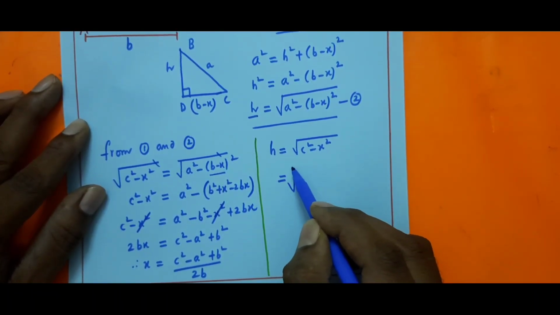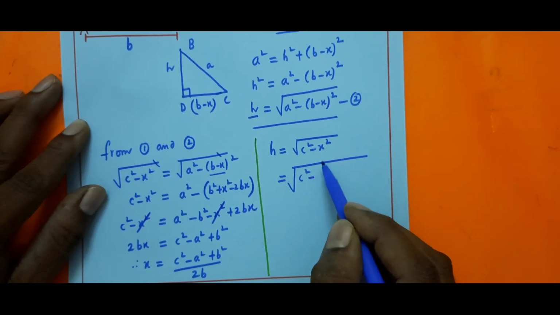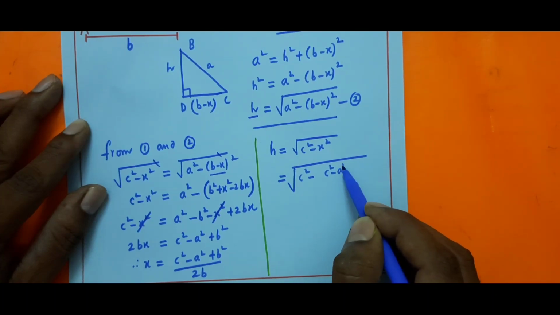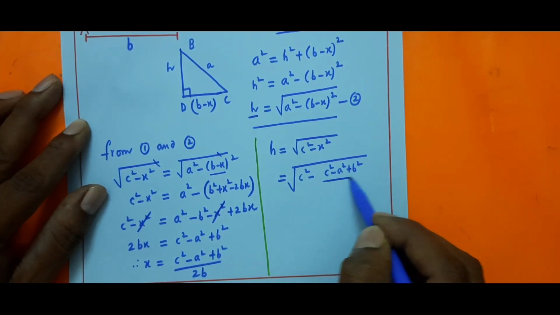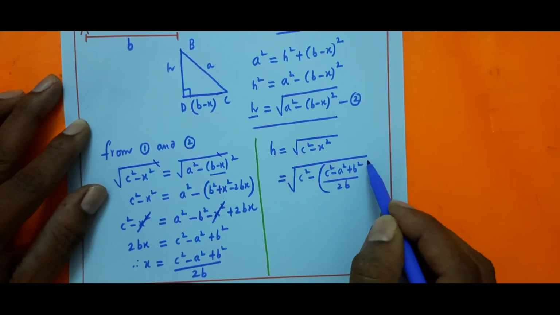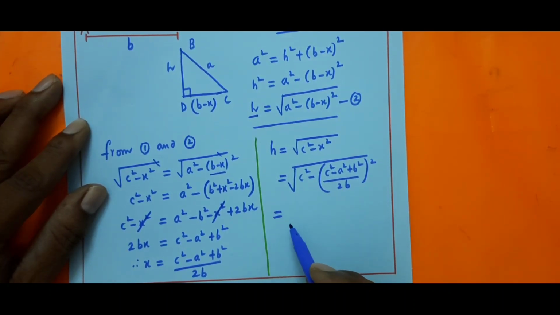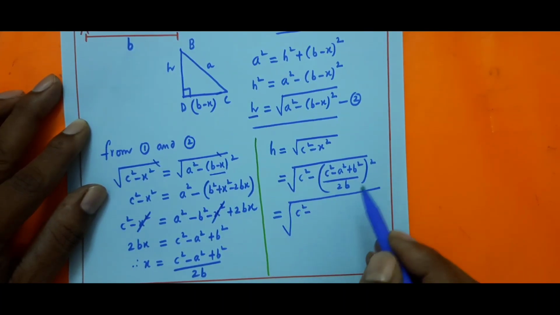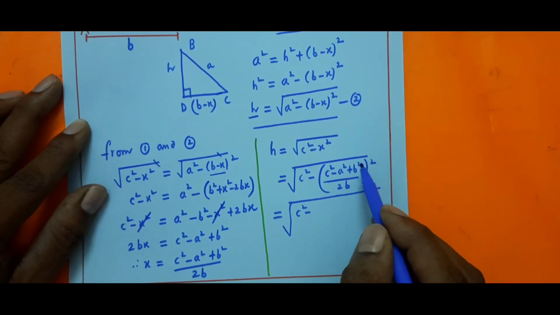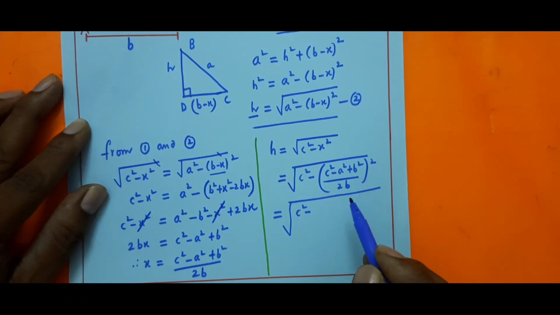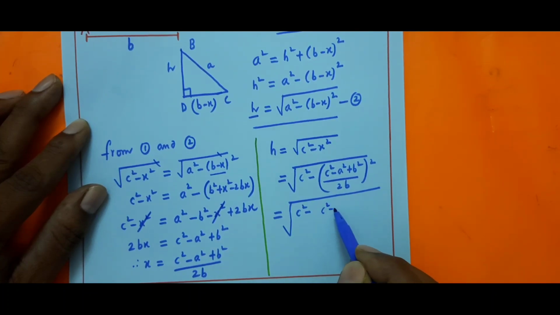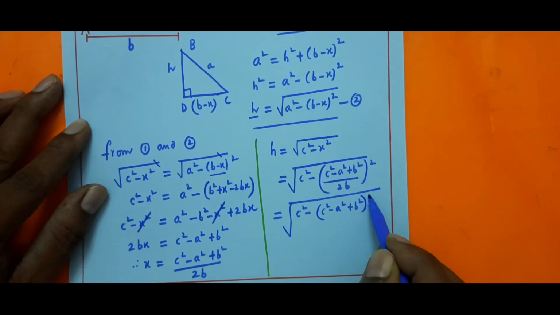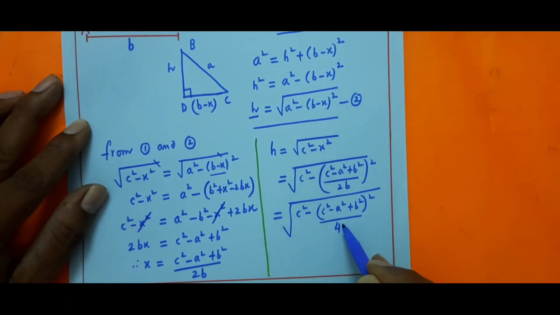Then it will be root of c square minus x square, which is nothing but c square minus ((c square minus a square plus b square) by 2b) whole square. Then square root of this will be c square minus, you apply the whole square for both the numerator and denominator. Then that will be c square minus (c square minus a square plus b square) whole square by 4b square.